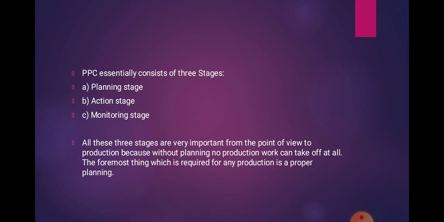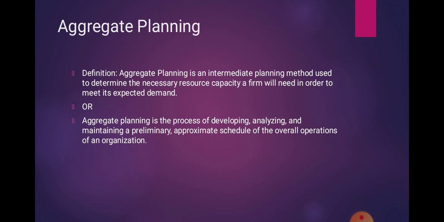Now we go further. Our actual topic is aggregate planning. In aggregate planning, we see the definition of aggregate planning first. So, what is meant by aggregate planning? Aggregate planning is an intermediate planning method used to determine the necessary resource capacity a firm will need in order to meet its expected demand.